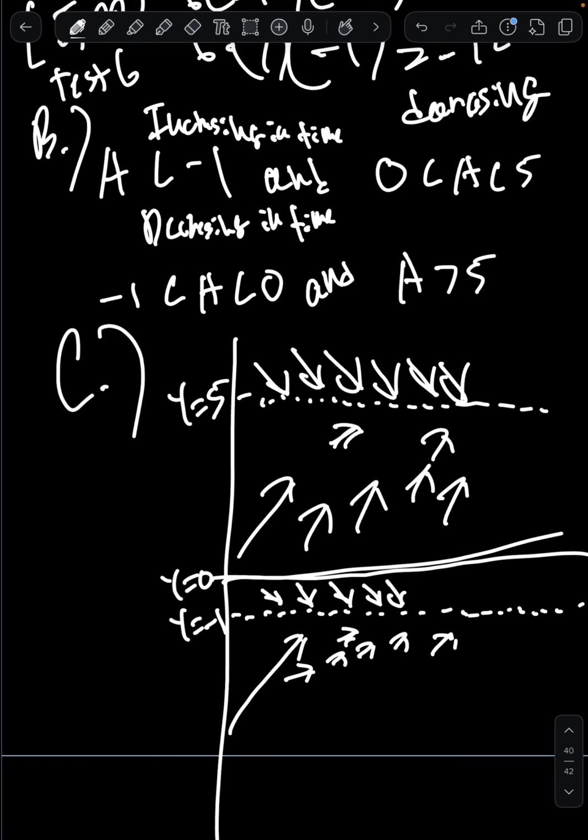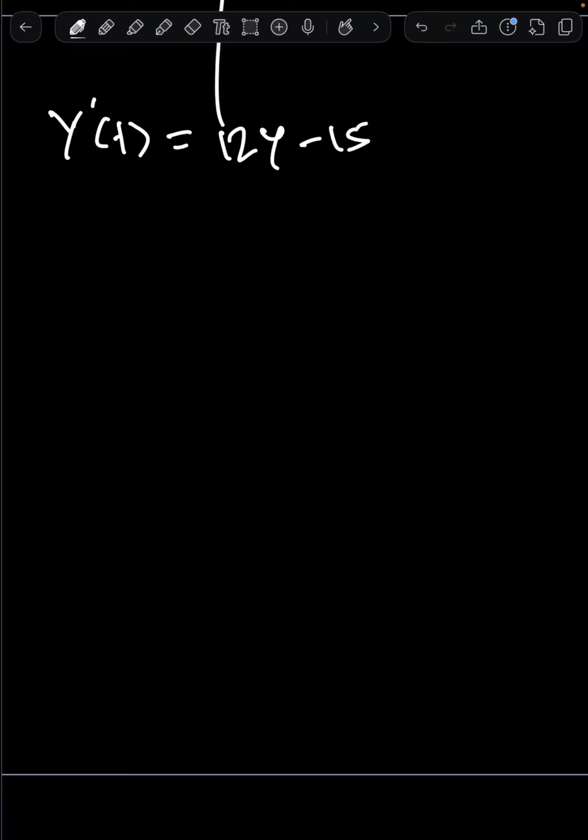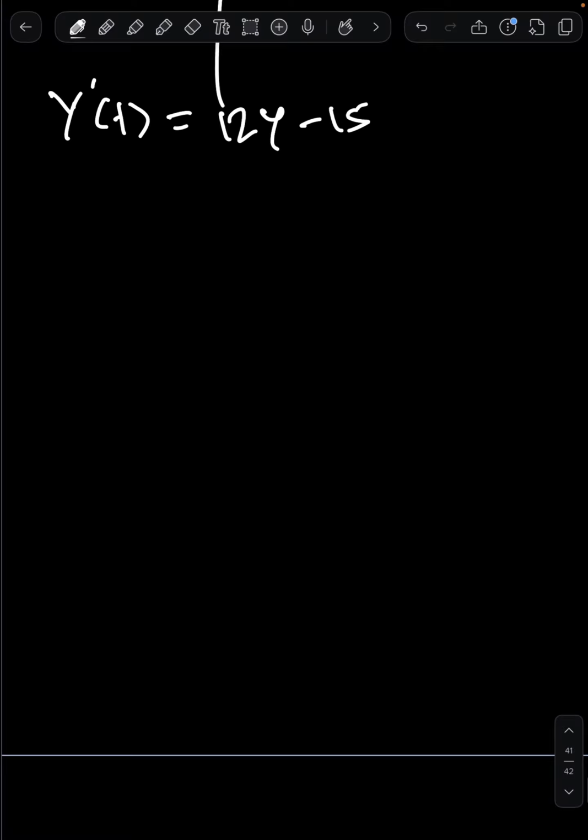So hopefully that wasn't too difficult. Now let's set up one more equation. Let's set up y prime of t equal to 12y minus 15. We want to find the equilibrium solution, make another sketch of the graph, and determine whether the equilibrium is stable or unstable. And I'll explain what that means.